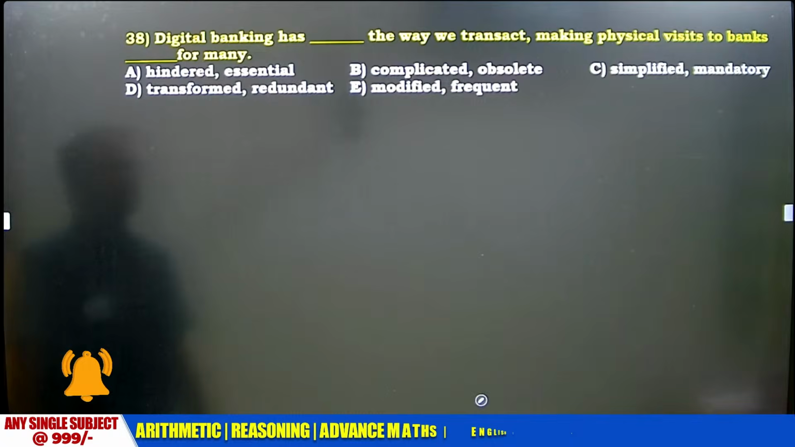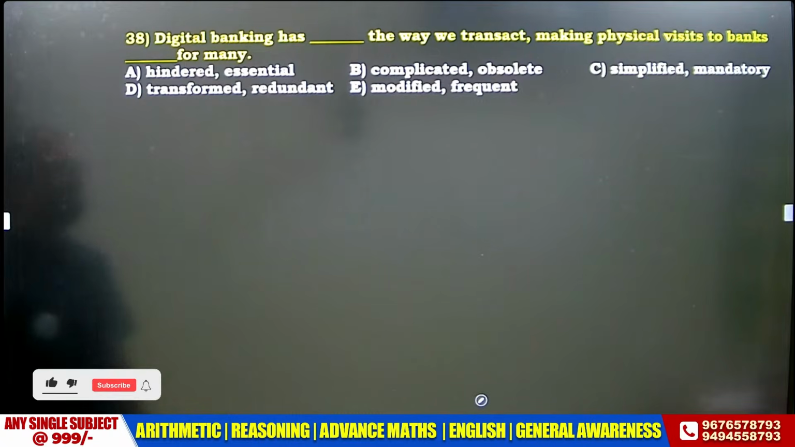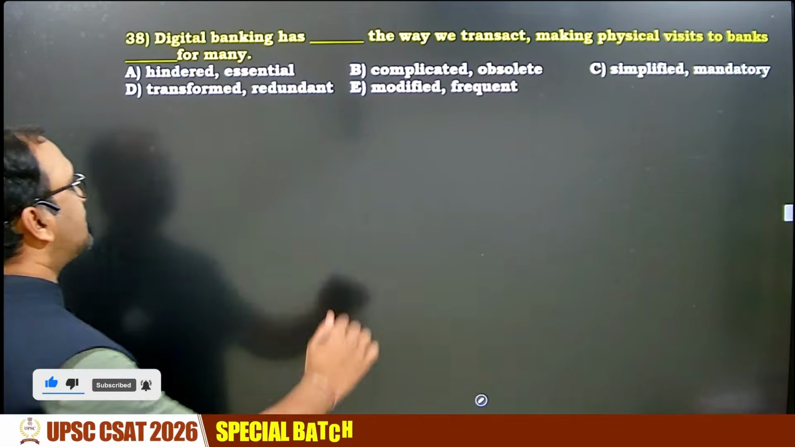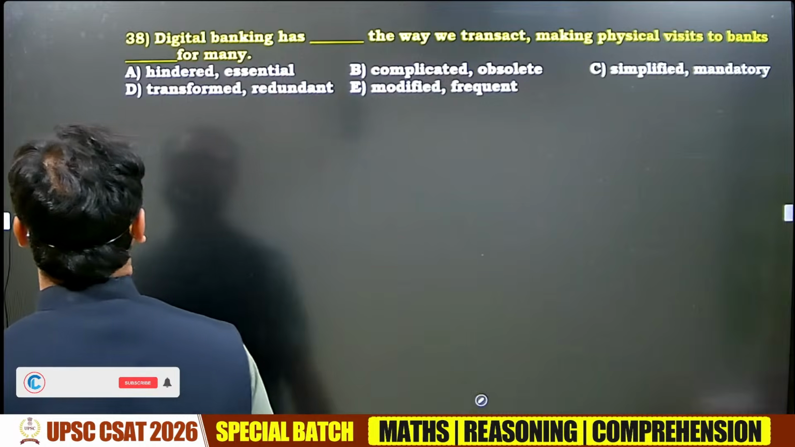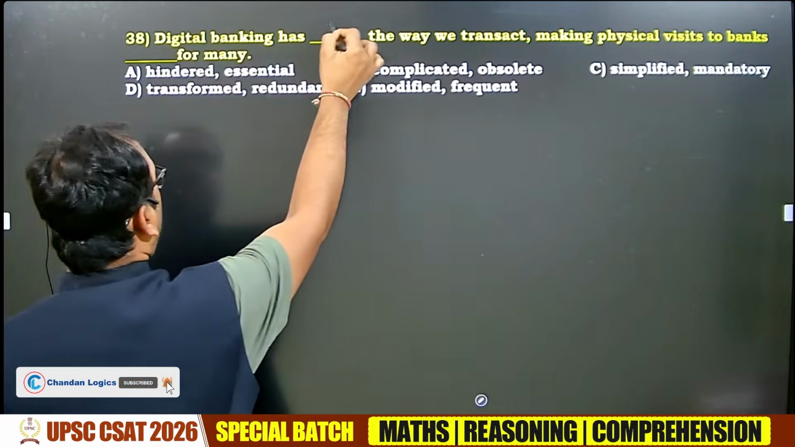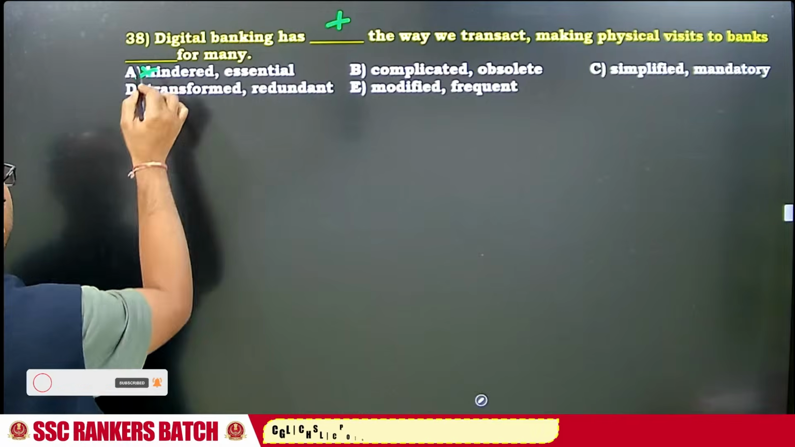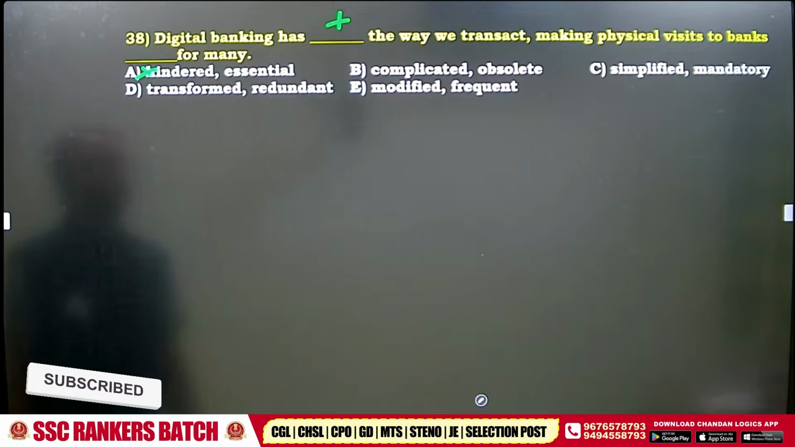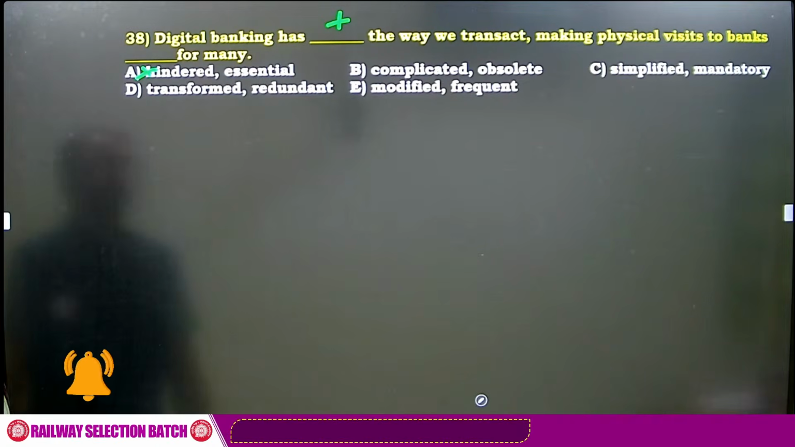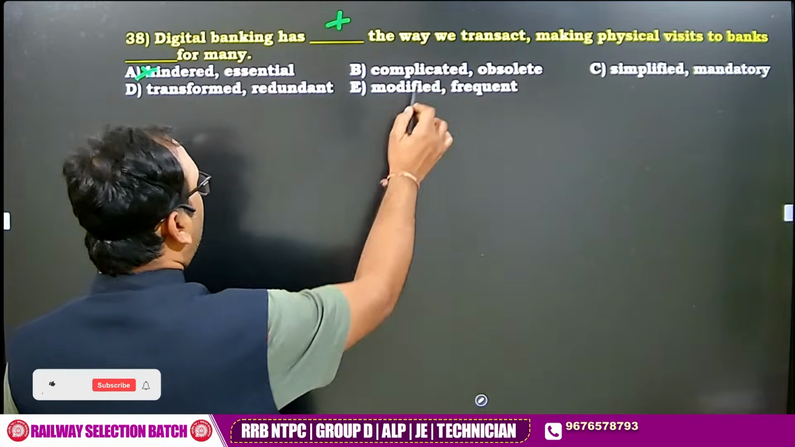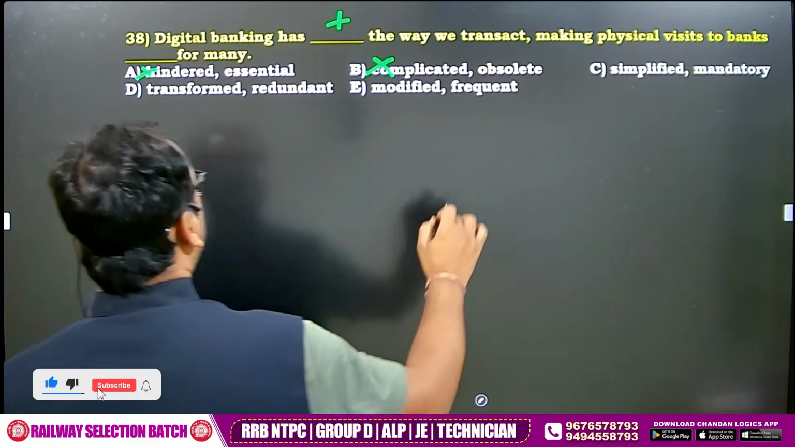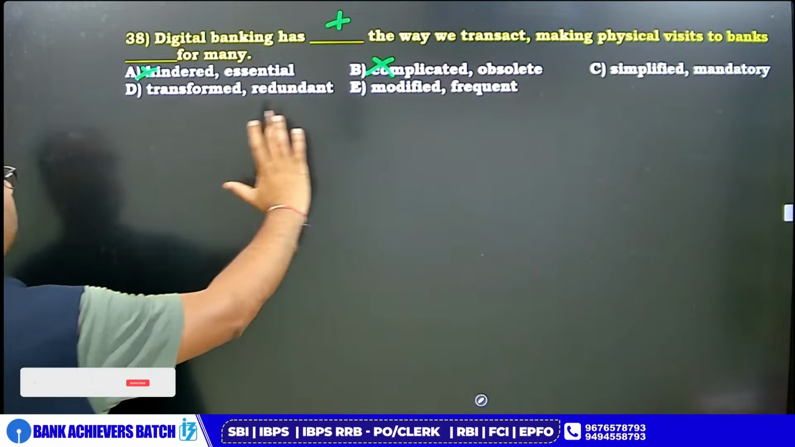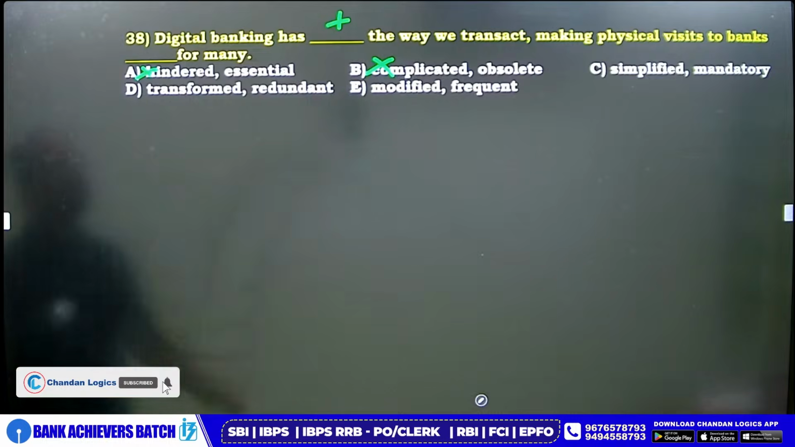Digital banking has dash the way we transact. Yes, there already the answer is ready. Do you think hindered? See, here positive should come, no? You can't use hindered. Hindered is a negative word. Digital banking has complicated the way. Complicated is also negative. Now digital banking has simplified. Digital banking has transformed, modified. I think these 3 are fine.